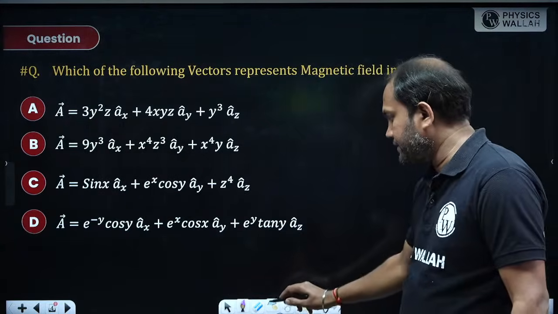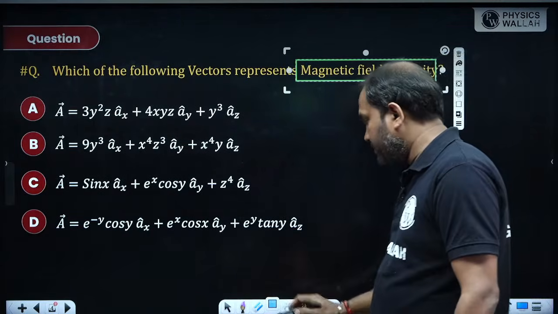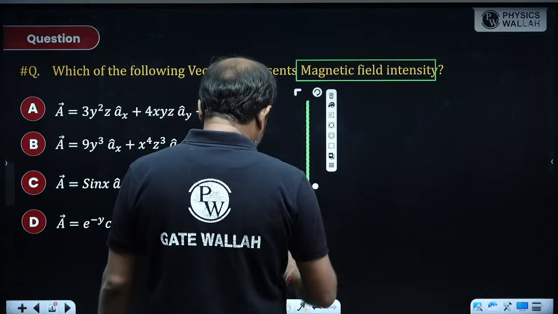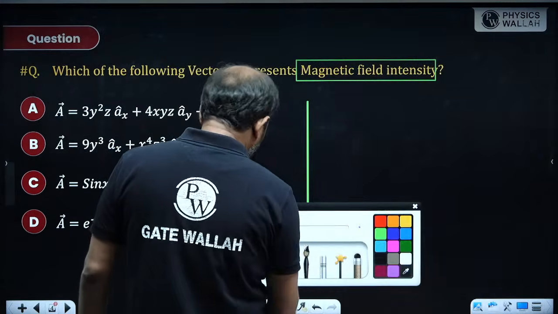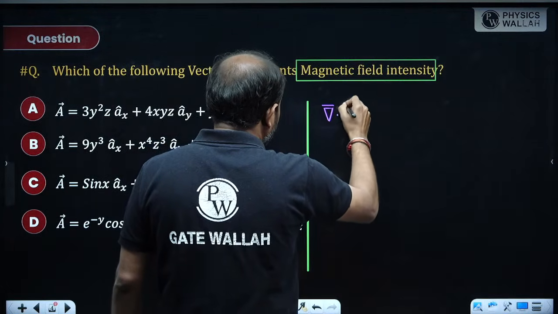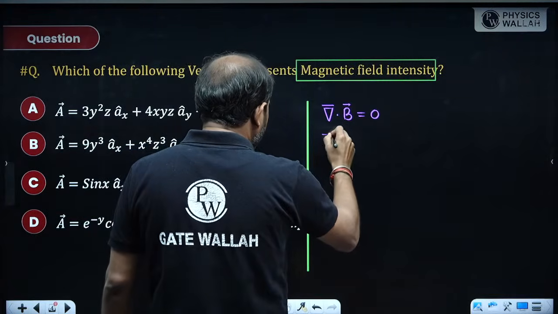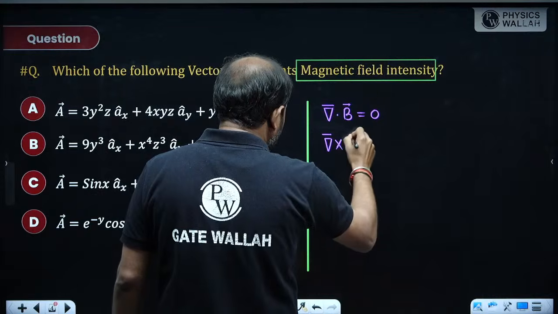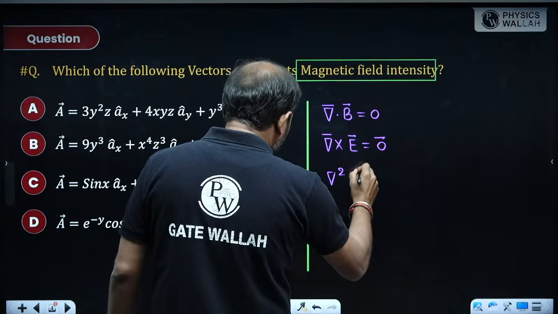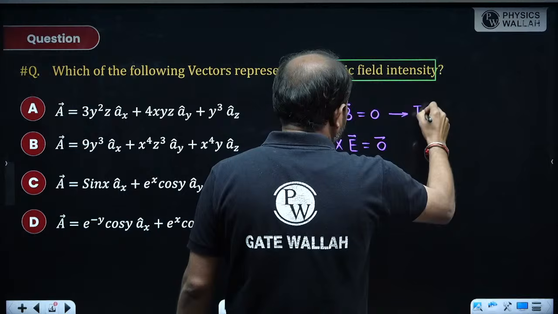We can apply the magnetic field test. To check magnetic field, first of all we do del dot B is equal to 0. To check electric field, del cross E is equal to null vector, and to check potential, del square V is equal to 0. So this is valid for time varying and statics.